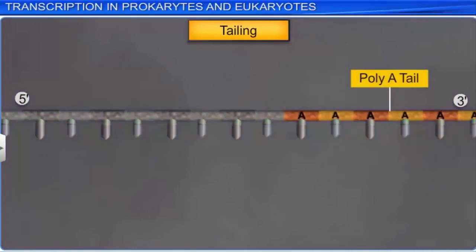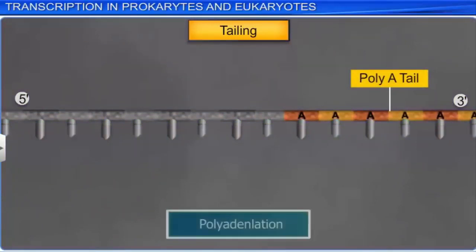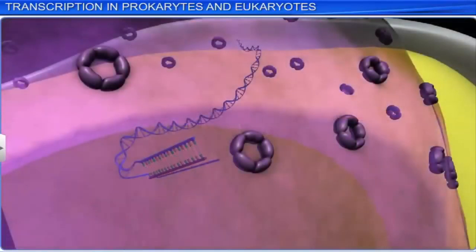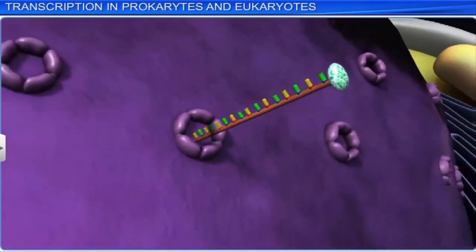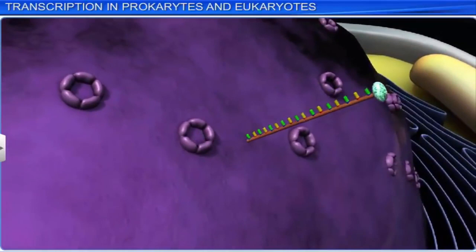This process is also known as polyadenylation. After these processes, the hnRNA becomes mRNA and the transcription process ends. The mRNA can now be transported out of the nucleus and further used for the process of protein synthesis during translation.